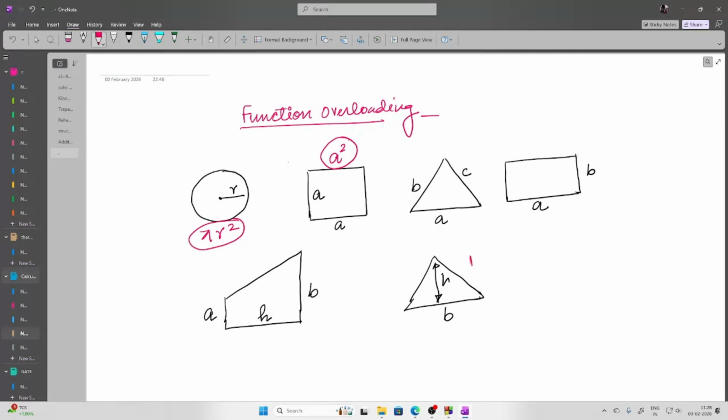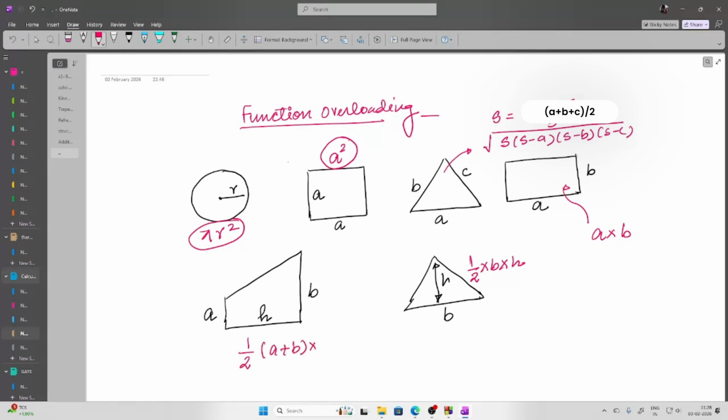For a triangle of this nature, it is half into base into height. For this particular triangle, I have to find out first S, which is A plus B plus C by 2. And once this is known, then I have to evaluate the area as the square root of S, S minus A, S minus B, S minus C. For the rectangle it should be length times width, and for this one it should be half of the sum of the two parallel sides times the distance between them.